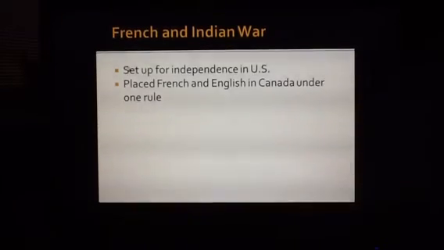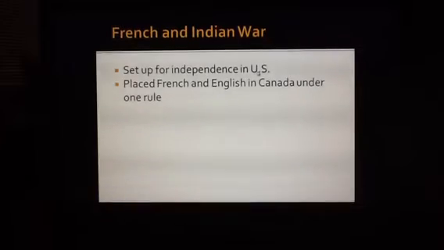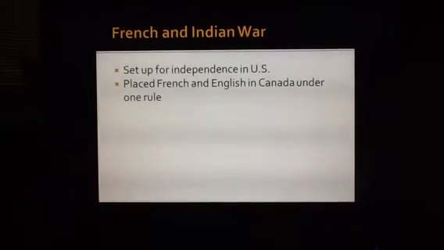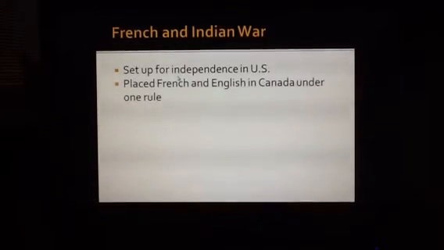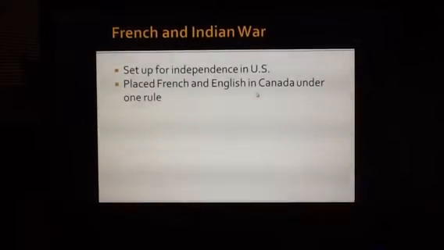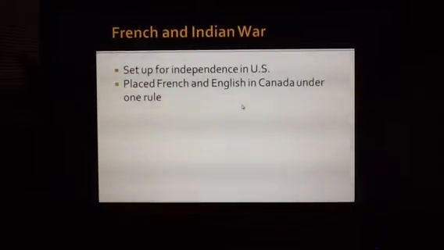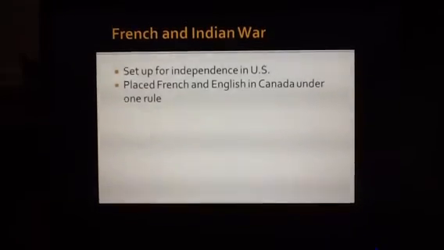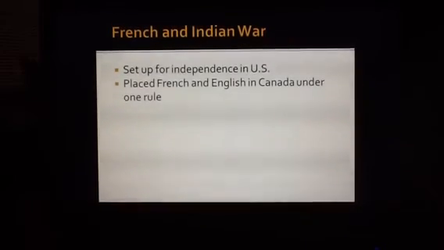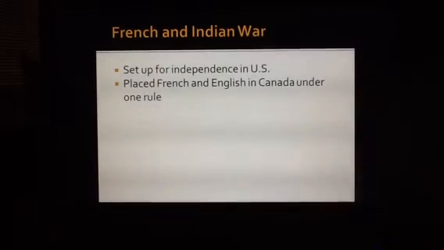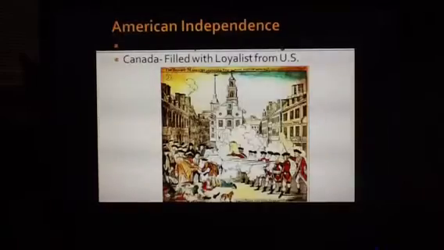For the United States, it set up how to strategize for a war for independence. On the Canadian side, before this time, Canada was split into two major realms, the French realm and the English realm. And with the French loss of the French and Indian War, also called the Seven Years' War, the French gave up their claims in Canada to the English. But the English decided that they would allow the French-speaking people in Canada to continue to live and speak French. So it permitted a French and an English division in Canada, which is still present today.